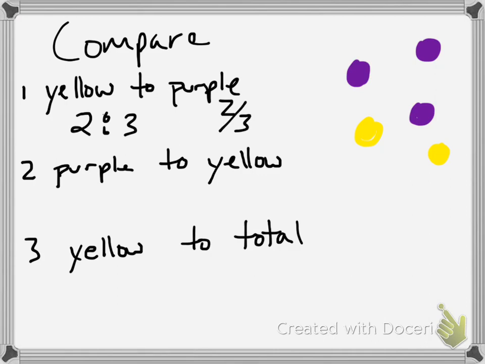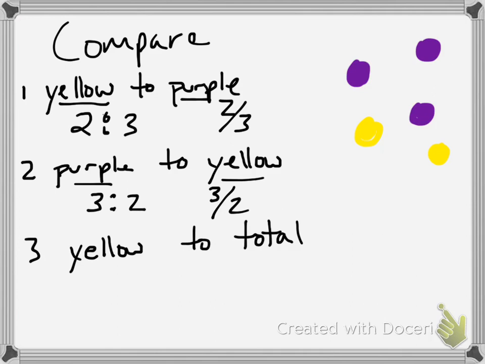Now, it's very important when you're doing a ratio to pay attention to how the ratio is being spoken about. For example, yellow to purple is 2 to 3. But if I change the order and I ask purple to yellow, then I need to change the order in how I write my numbers, because now it's asking for purple first, so I would have to write purple first in my ratio. So while yellow to purple is 2 to 3, purple to yellow is 3 to 2.